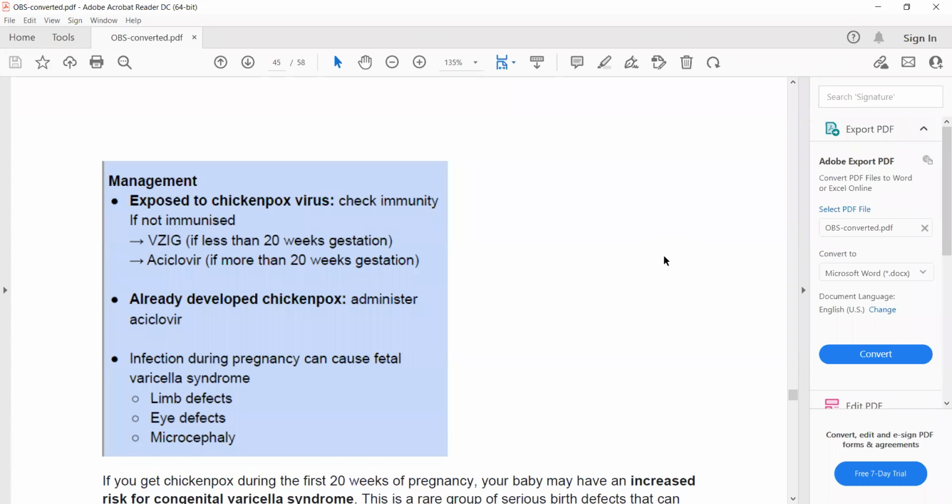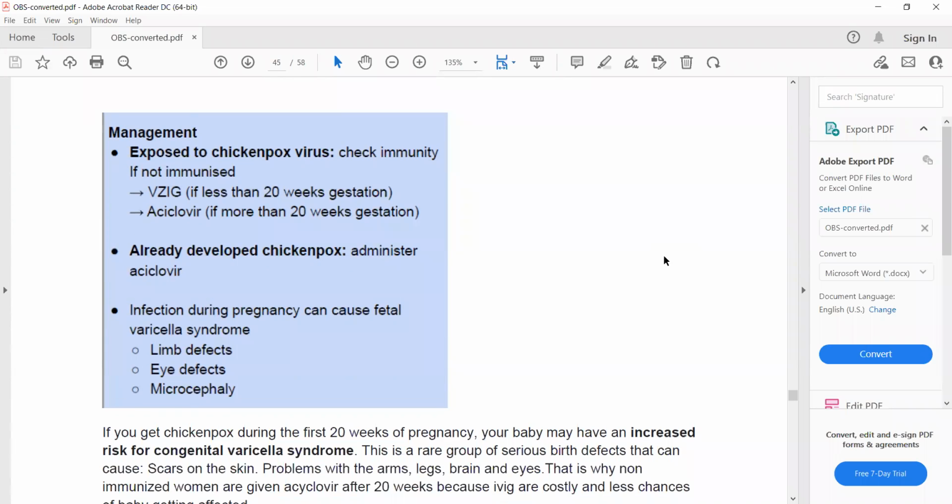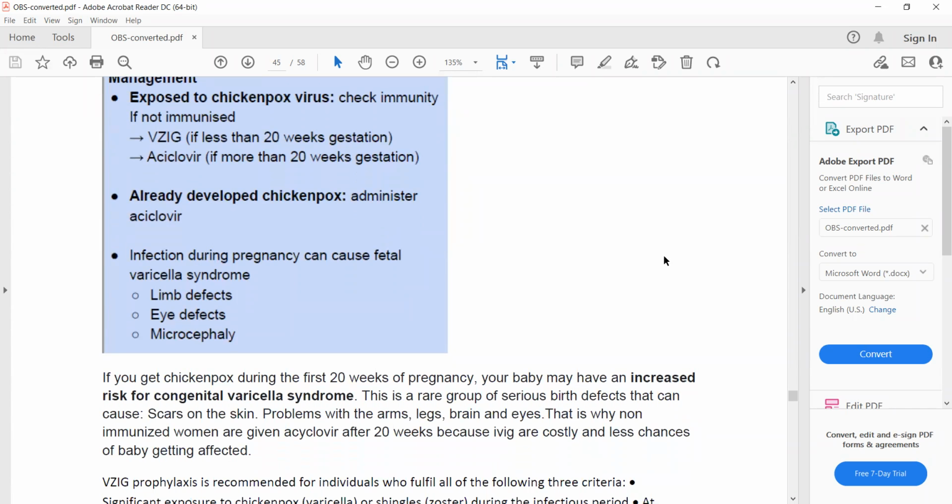And if a pregnant lady develops chickenpox, then we will administer acyclovir. We need to treat chickenpox during pregnancy, because if it's not treated, then it can lead to fetal varicella syndrome, which can include limb defects, eye defects, and microcephaly.